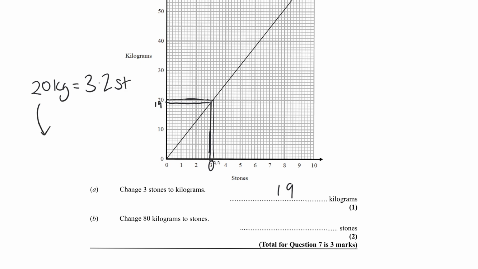The reason why I use 20 is because I know that if I multiply 20 by 4, which is a nice number, that would give me 80 kilograms, which is what I want. So whatever I do on one side, I have to do to the other. 3.2 times 4 into your calculator would give you 12.8 stone. You could have used any conversion. I could have worked out what 40 kilograms is and then times by 2, or what 30 kilograms is and then converted that to work out what 80 kilograms is. It doesn't matter. It's just whichever conversion is more comfortable for you.